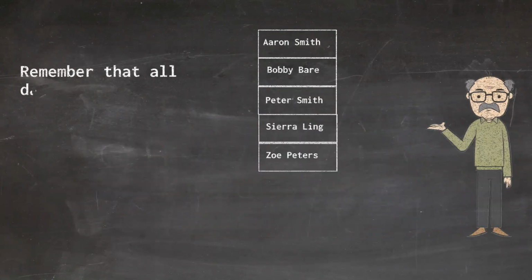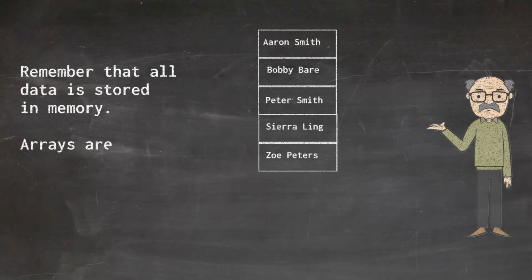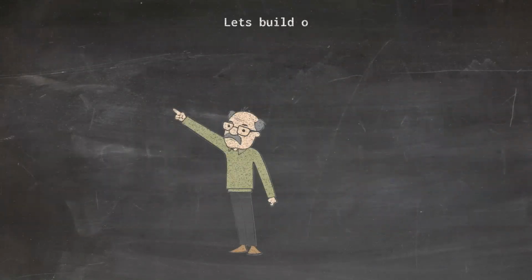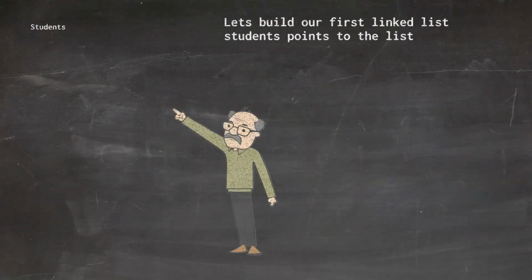Remember, in a computer, all of the data is stored in memory. And in the previous example, we were showing arrays and trying to insert data in an array. That means we had to copy stuff around in memory. Okay, let's build a linked list.